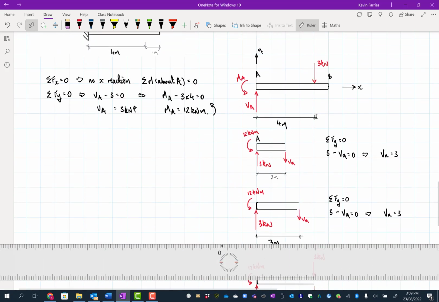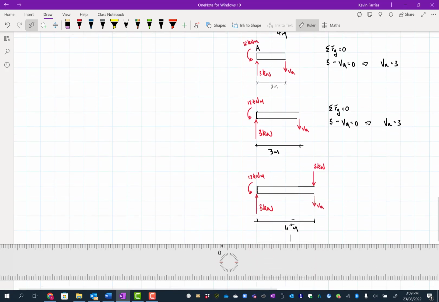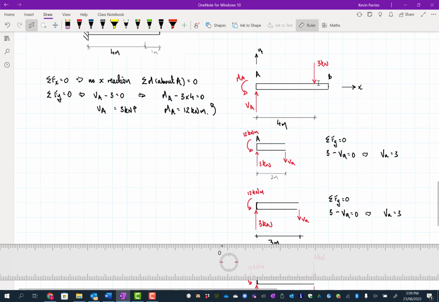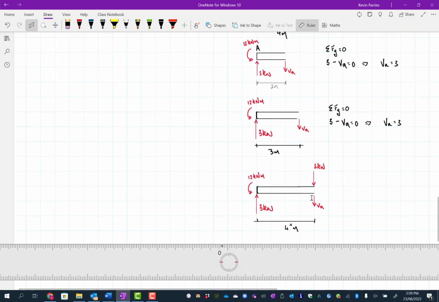So what I've done now is I've drawn it as if I've gone just a little bit past this 3 kilonewtons, so 4 plus a little bit. So it's now coming into the diagram, and we've got VA. We'd also have a moment, but we're not worrying about that at the moment. So what would we have this time?